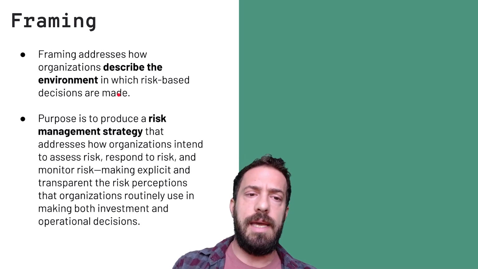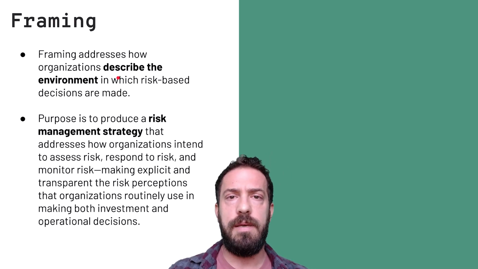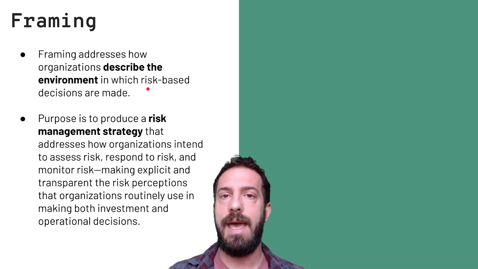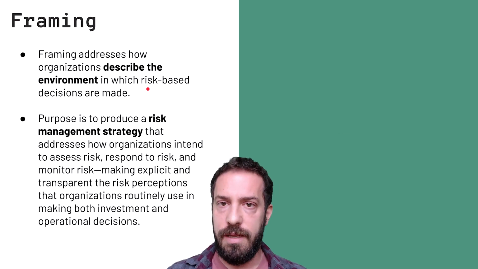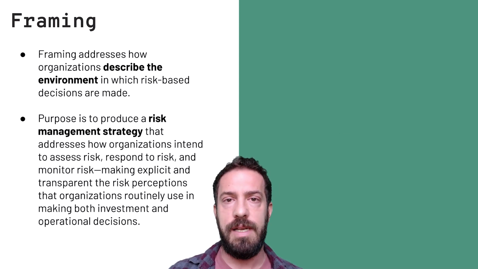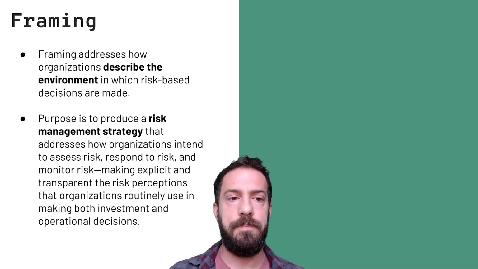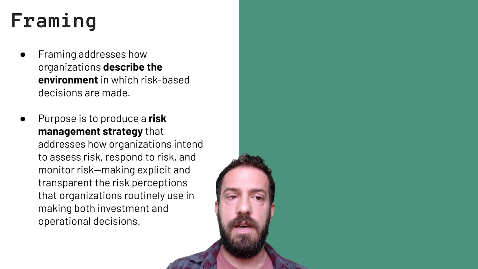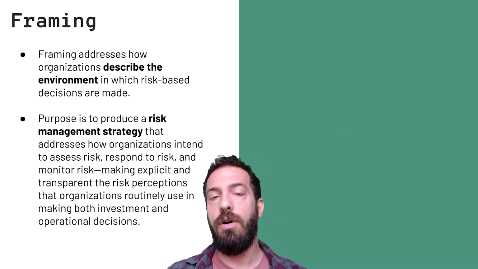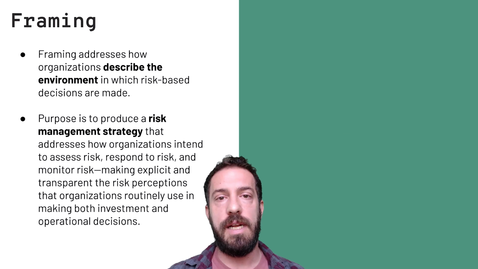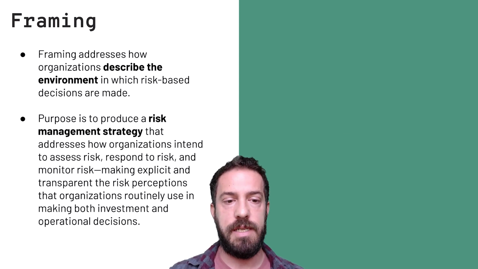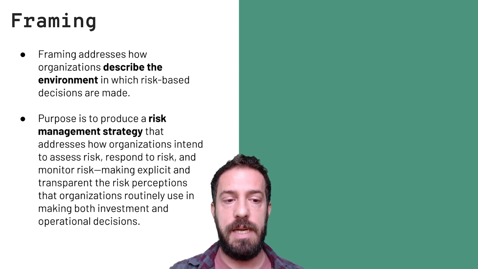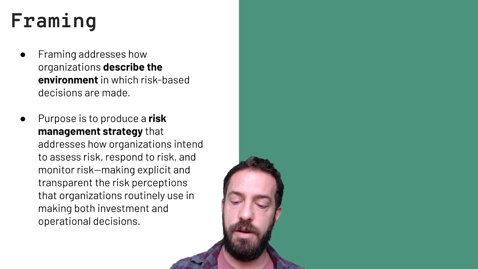So the framing part I described in detail before. It describes the environment in which the decisions are made. Again, a cybersecurity risk in the power grid will be different than a cybersecurity risk in a company that just copies. It's a copier company. And again, the purpose of the framing component is to produce a holistic strategy on how the organization will manage and address risk. What are acceptable responses? What is the budget for it? Making explicit and transparent what are the risk perceptions the organization uses.